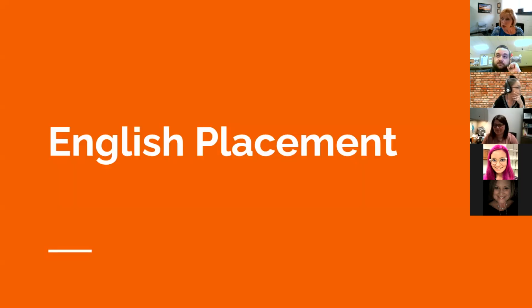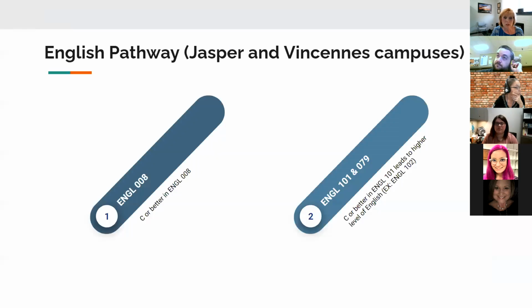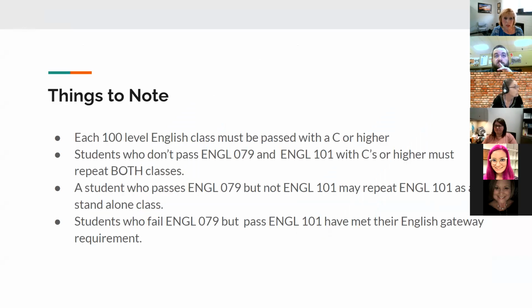Looking at the English placement, English is clean there, lines up a great deal. Now a student can go right from English 008 to English 101 and 079. Again, things to note about them, they need a C or higher in that 100 level. So one thing, this goes for the co-reqs for math as well as for English.